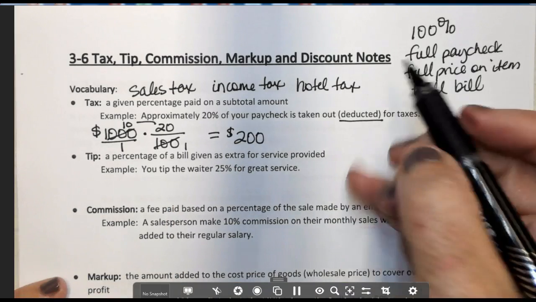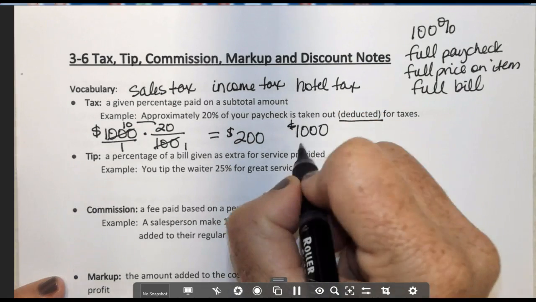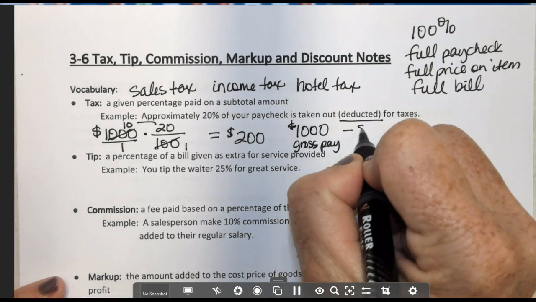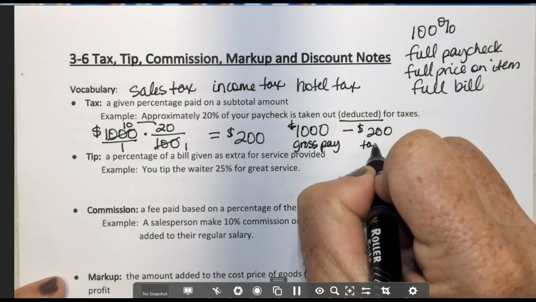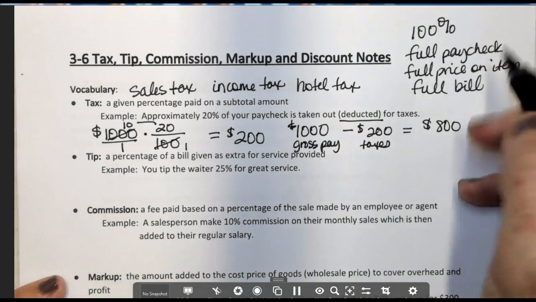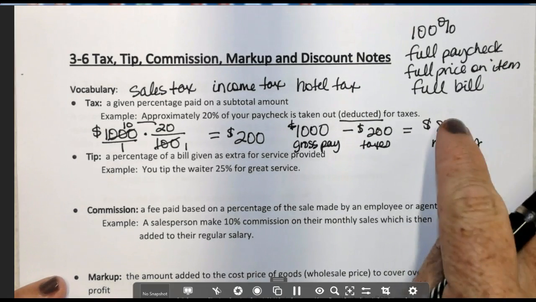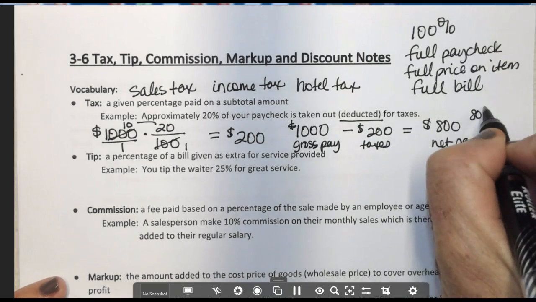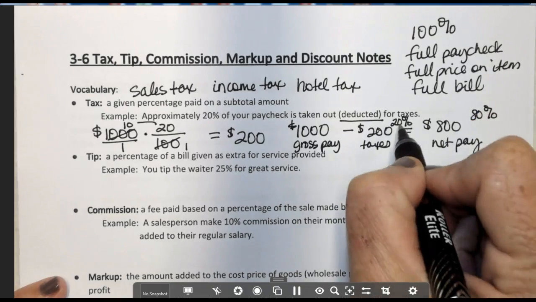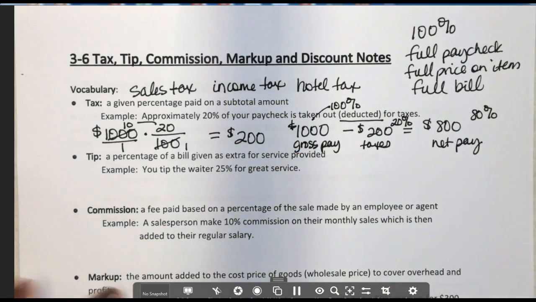So, out of that $1,000, which they call your gross pay, they deduct $200 for taxes, and then the amount you are left over with, that they actually hand you in your paycheck, is called your net pay. So the 800 ends up being 80% of your paycheck if the taxes were 20%, because those two things together have to equal 100% of your paycheck.